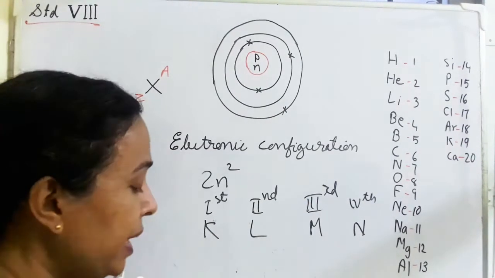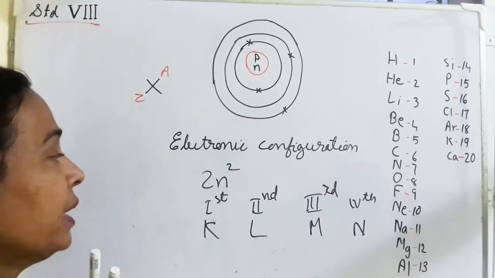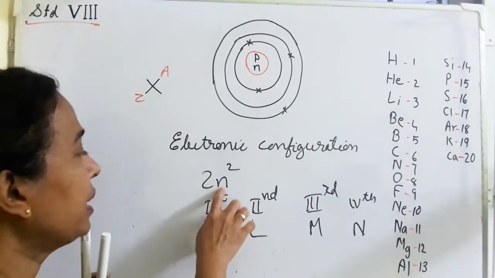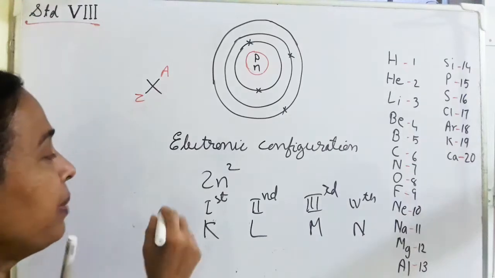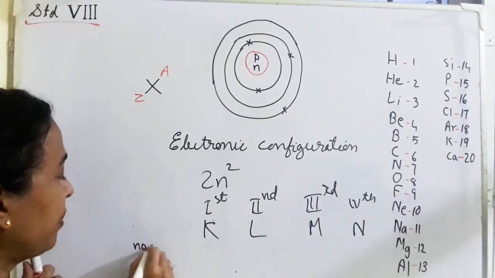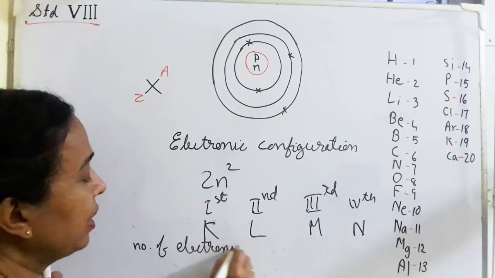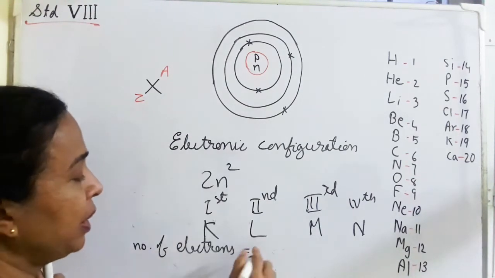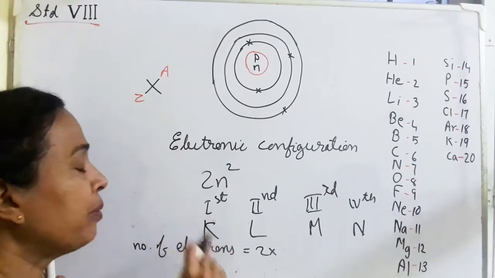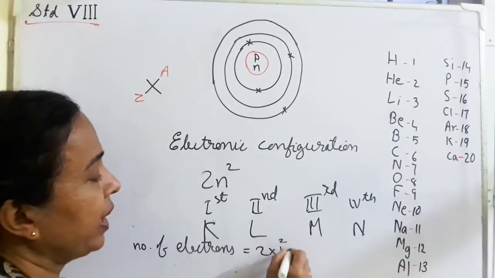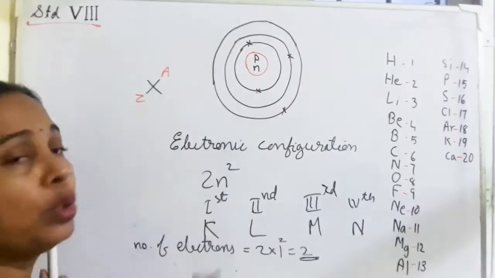Okay, so for that, the first rule is the 2n square rule, where n stands for the number of the shell. So here for the first shell, n is 1. What will be the number of electrons that can be accommodated in the first shell? It will be equal to 2 into n square, where n stands for the serial number of the shell, that means 1. 1 square is 1, so 2 times 1 is equal to 2. So the first shell can accommodate a maximum of 2 electrons.